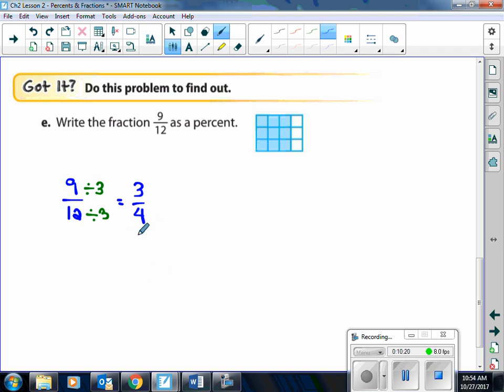So 3/4. Now, can I change the denominator to 100? Yes, by multiplying by 25. So here we're going to multiply by 25, and we end up with a fraction 75 over 100. And now that we have our fraction with a denominator of 100, we can see that that numerator is our percent. So this is equal to 75%.